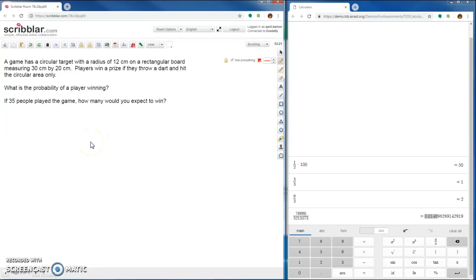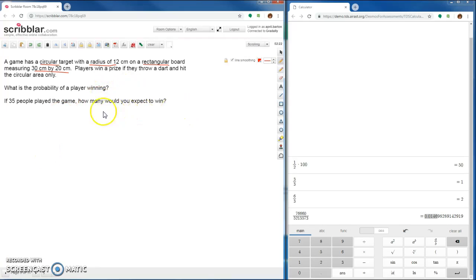So last problem is going to involve geometric probability. A game has a circular target with radius of 12 centimeters on a rectangular board measuring 30 centimeters by 20. So we have a circle with a radius of 12, a rectangle with 30 by 20. Players win a prize if they throw a dart and hit the circular area only. What is the probability of a player winning?